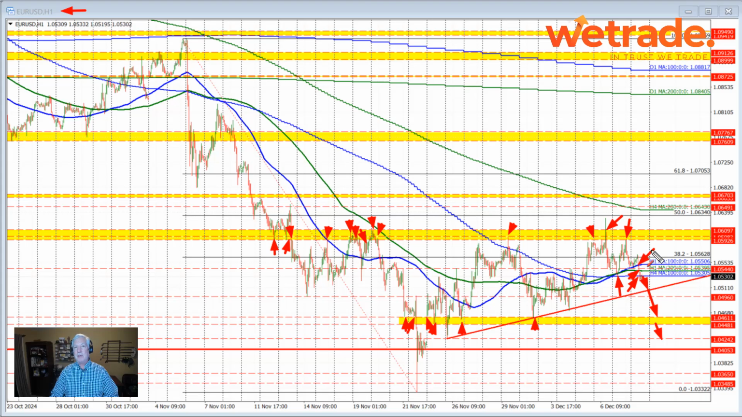If we move back above the moving averages, then guess what? The bias in the short term, medium term swings back in favor of the buyer. So be aware, be prepared. But right now, the sellers are more in control.